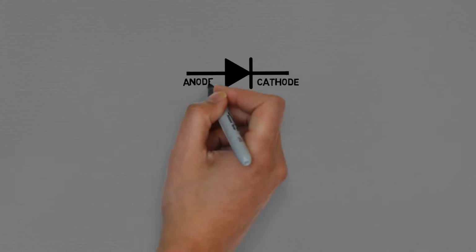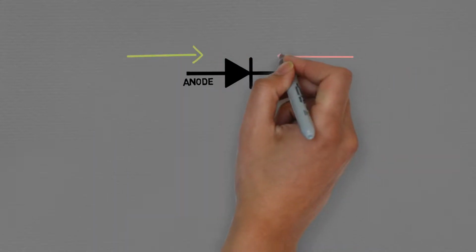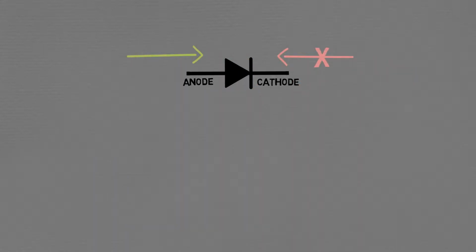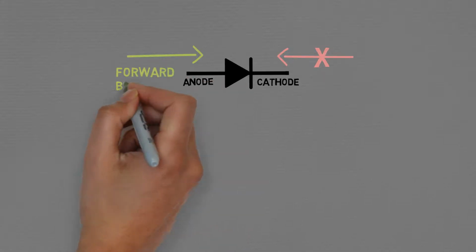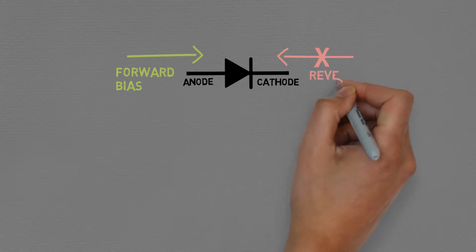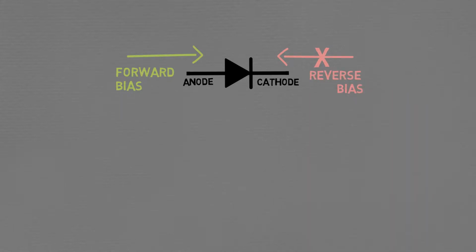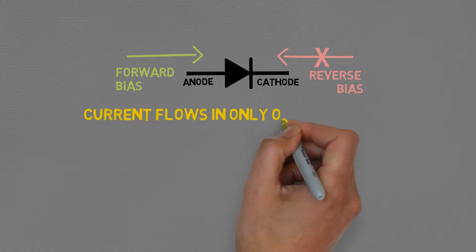Really quickly, a diode lets electric current flow in the direction of its arrow and blocks the current going in the opposite direction. Again, the diode allows current to flow in its direction, this is called forward bias, and blocks current in the opposite direction. This is called the reverse bias. Basically, diodes let current flow in only one direction.